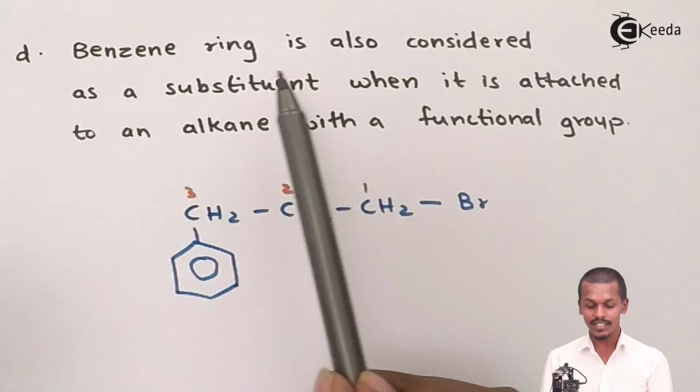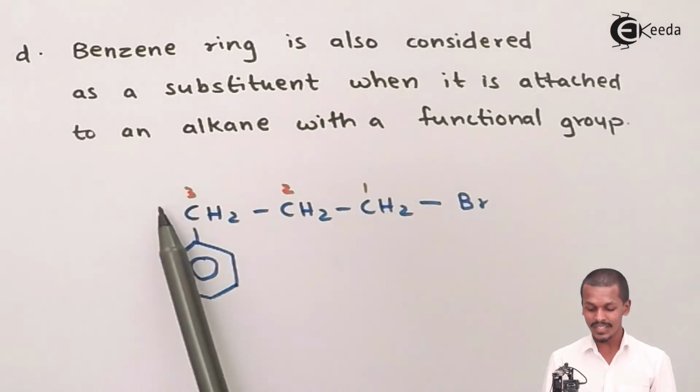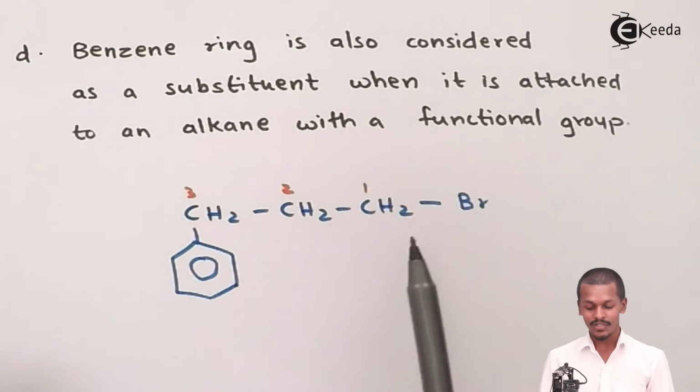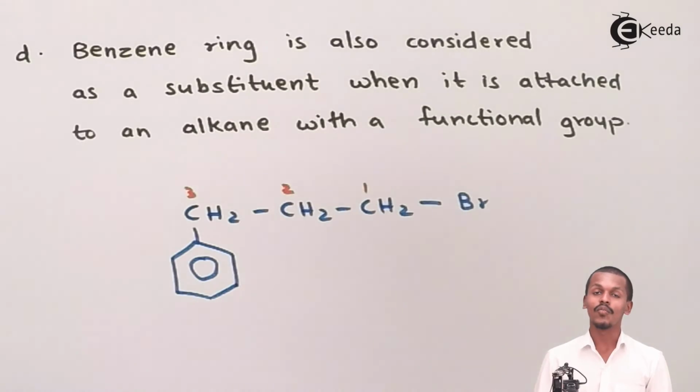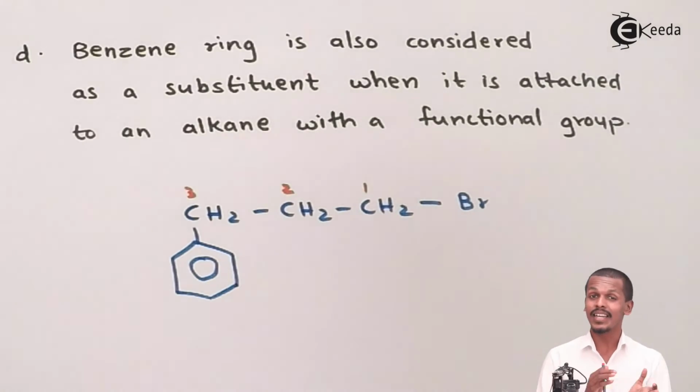That is, the benzene ring is considered to be the substituent when it is attached to an alkane with a functional group. So this was an alkane that was attached, but even the alkane is now attached with this functional group. So now this benzene would be considered as a substituent of that alkane. Yes, so that is the reason the rules of IUPAC are very important to learn, especially for the derivatives of benzene.